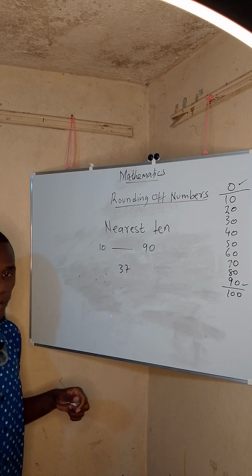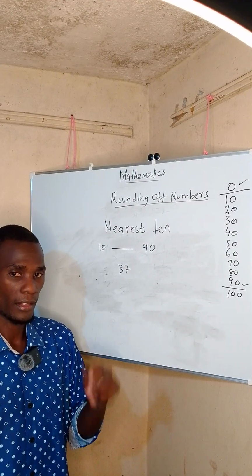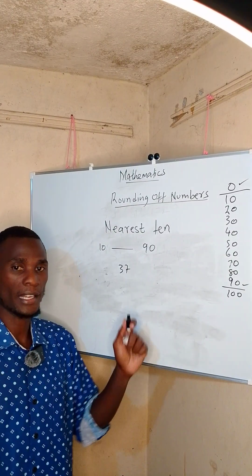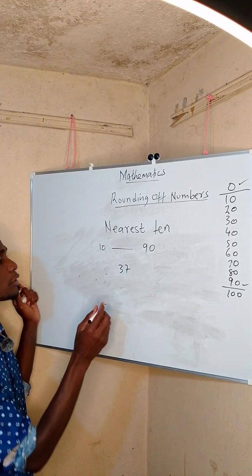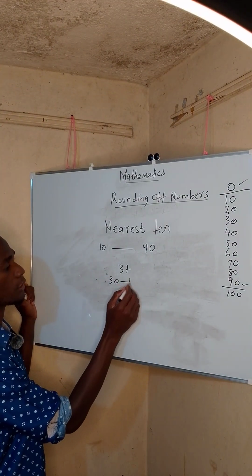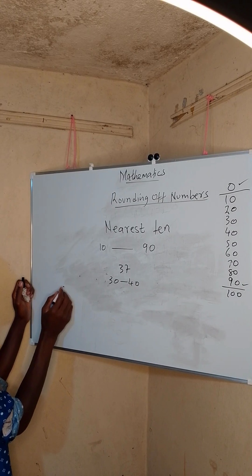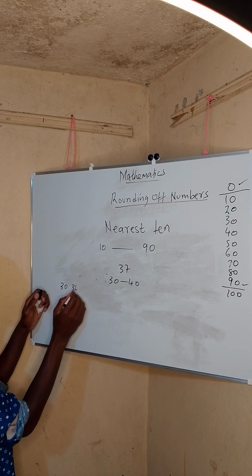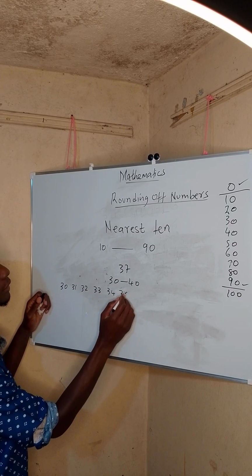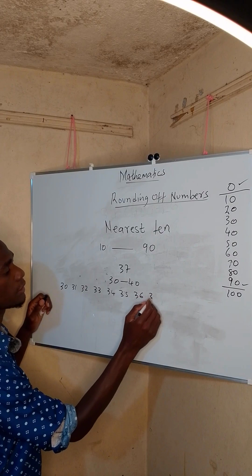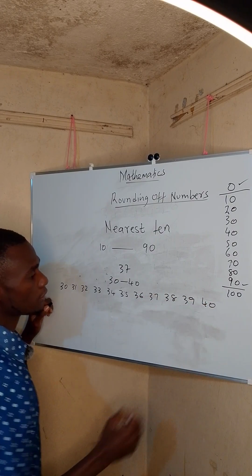So the first thing, ask yourself, 37 falls between which 10 and which 10? That is very important, because that is where your answer lies. So 37 falls between 30 and 40. It is in between there. So let us write them from 30, 31, 32, 33, 34, 35, 36, 37, 38, 39, and 40.